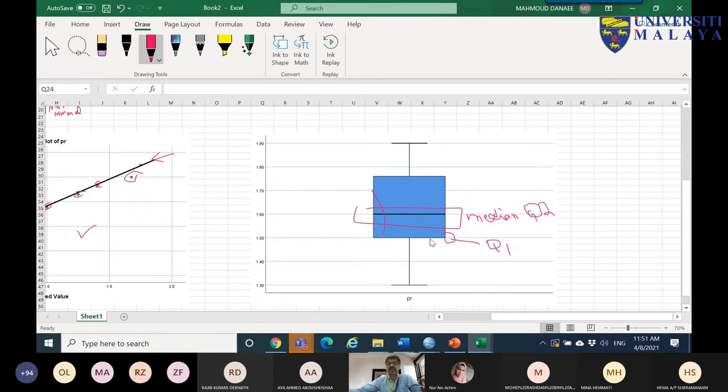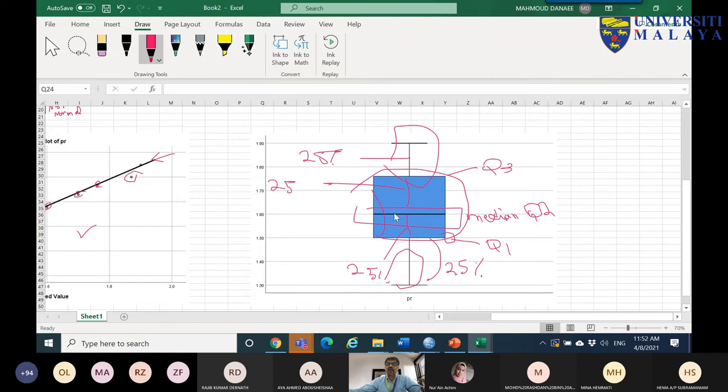First quartile. So it means 25% of subjects, this area is 25%. This area covers 25%. And this area is 25%. So this is called Q3. So if you see these two tails and this box and one line almost in the middle, then you can say that your data is normally distributed, right?